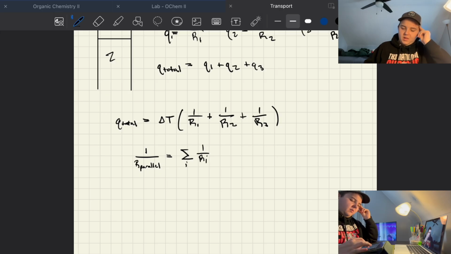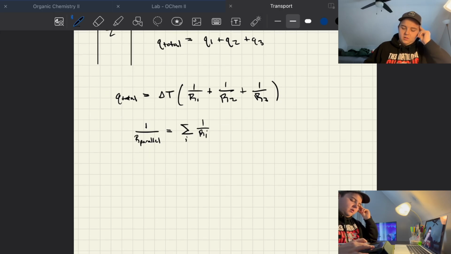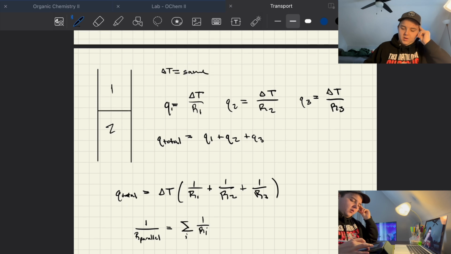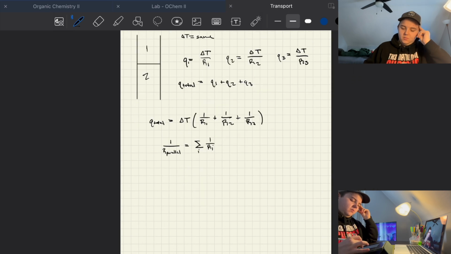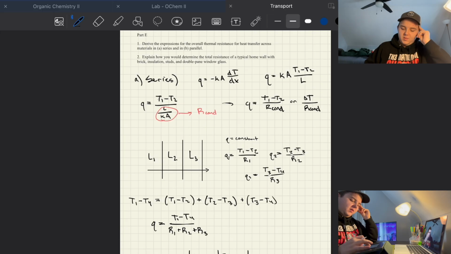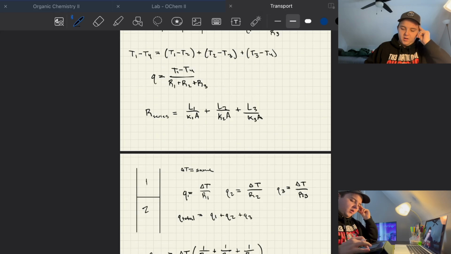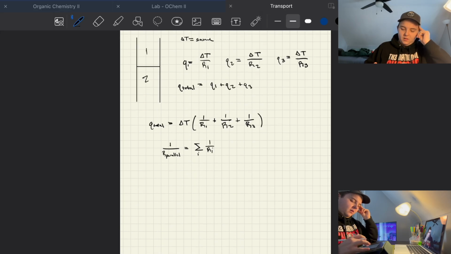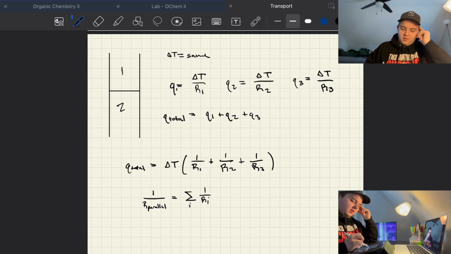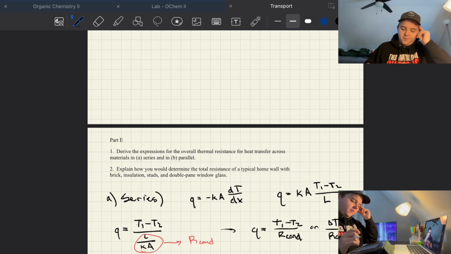So yeah, that basically shows how many steps, or I guess stepping one step at a time, what you can get for thermal resistance for heat transfer across parallel.